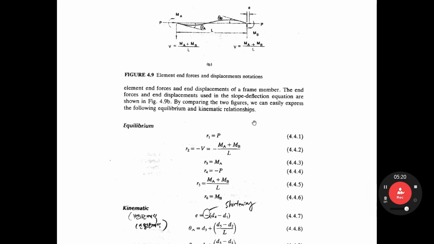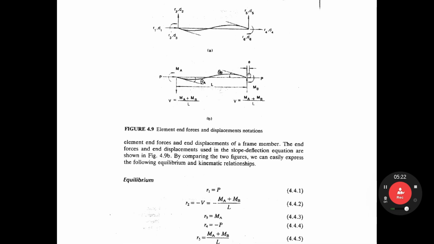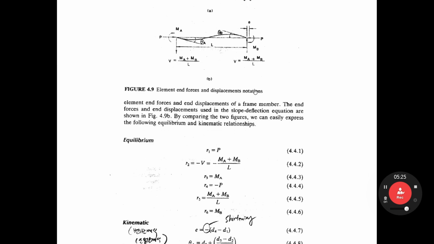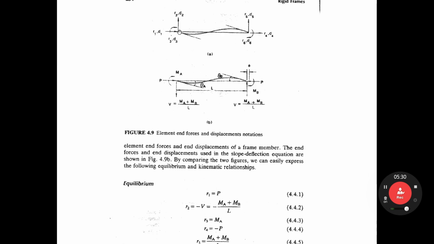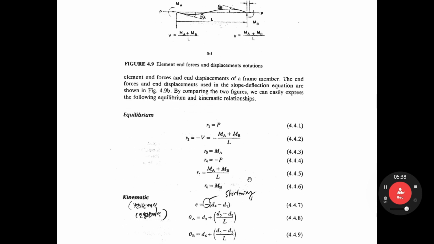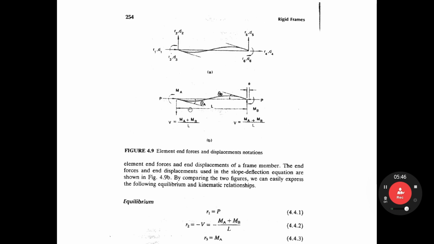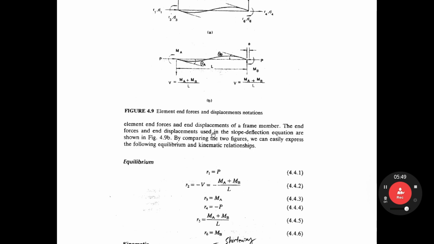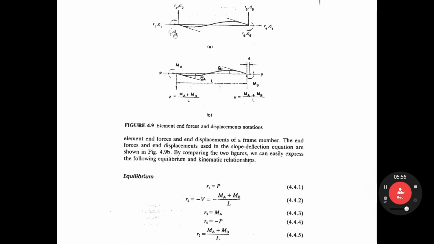Kinematic means the displacement relationship. So this e is the shortening. The shortening is minus (D4 minus D1). D4 minus D1 is the elongation, so here minus is shortening. That is the relationship. Theta A is this one. Then as you see here, D3 is the rotation.